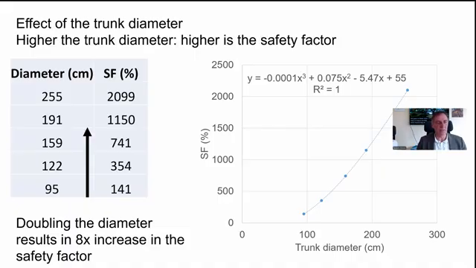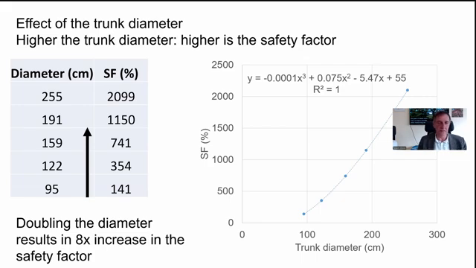You see, when the trunk diameter is 95 centimeters, close to 1 meter, the safety factor is 141. When it's doubled, the diameter almost doubles, 191. The safety factor is becoming 8 times higher. If you multiply 141 by 8, you get 1,100 something. So it's indicating that doubling the diameter results in an 8-time increase in the safety factor.